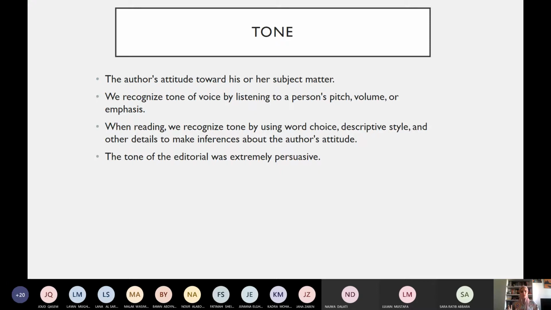the only way for an author to deliver his tone, or for you to understand his tone, is through the words. The only way for an author to deliver any message is through the words. Tone is the author's attitude toward his or her subject matter. We recognize the tone of voice by listening to a person's pitch, volume or emphasis. But when reading, we recognize the tone by using word choice, descriptive style, and other details to make inferences about the author's attitude. So when Lujain chats with Sarah and says, I feel overloaded, Sarah can make an inference that Lujain is not feeling well.